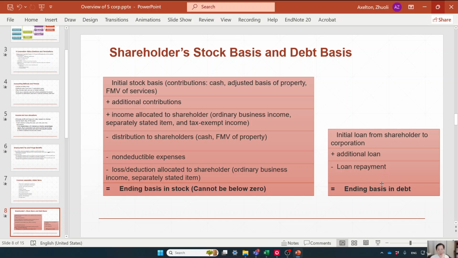And the basis in debt is tracked separately. It starts with the initial loan from the shareholder to the corporation, then is increased by additional loans, and reduced by the loan repayment or principal repayment.